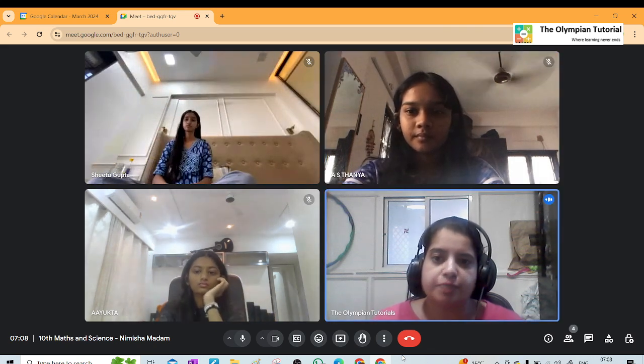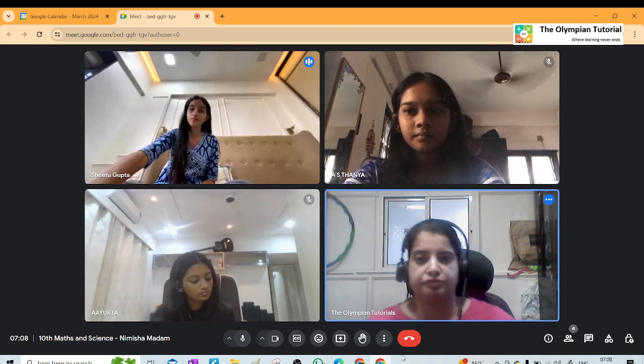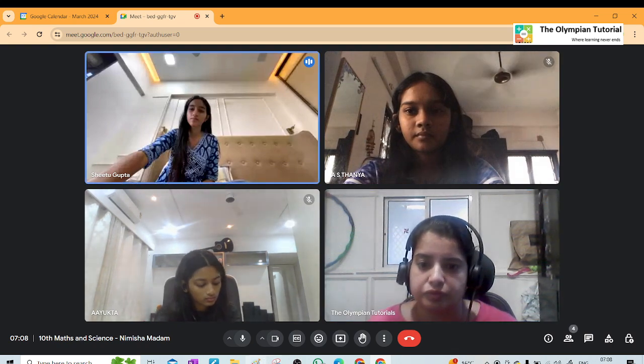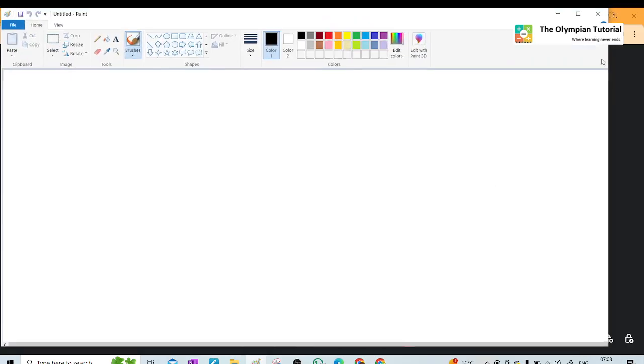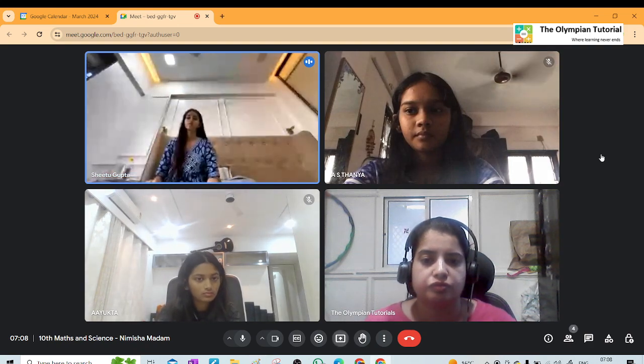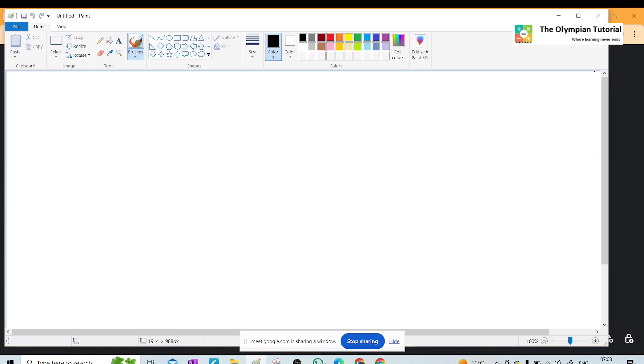Prisha, explain the term lateral inversion. Object on the right seems to be on the left and the object on the left seems to be on the right side. Left right, then it is known as lateral inversion.